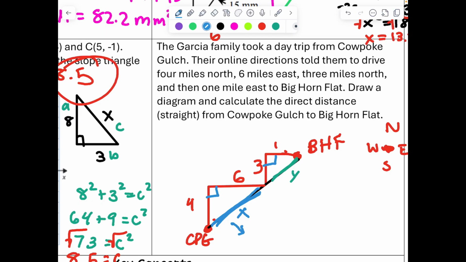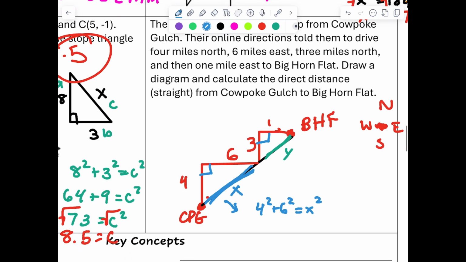Okay, so this first triangle down here, this is going to be 4 squared plus 6 squared equals x squared. So 16 plus 36 equals x squared. 16 plus 36 is 52. So the square root of 52 gets us 7.2.